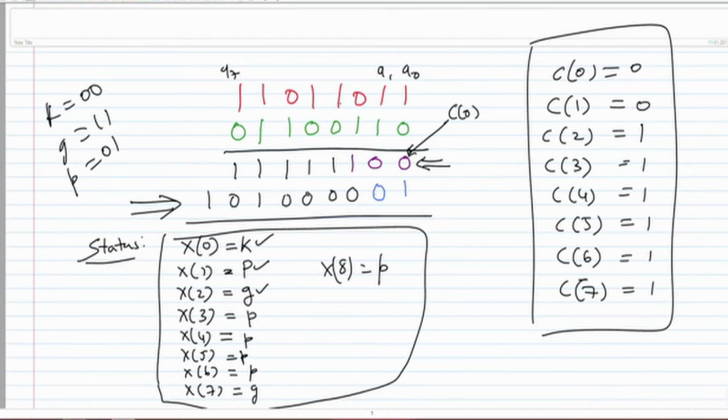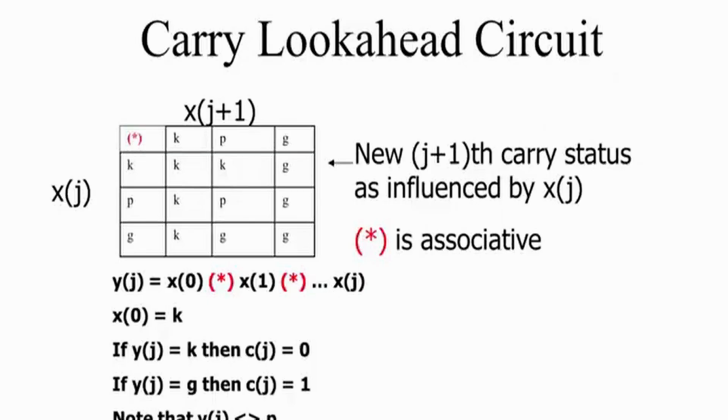Now I do this operation on the x. Let us go back to this operation. Kill with anything is kill. Generate with anything is generate. And of course propagate with propagate is propagate. Okay. So yesterday we saw this table, right? I hope you have copied it. We will now go back to that.